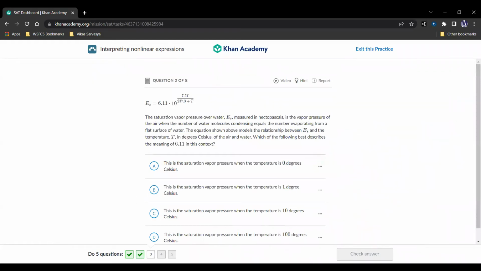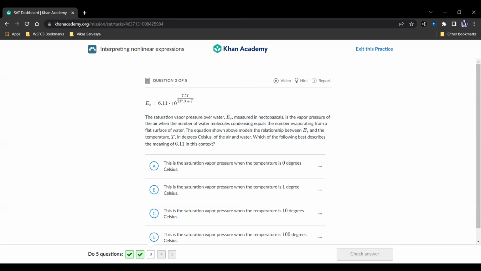And well, it looks complicated. E sub S equals 6.11 times 10 to the 7.5 T over 237.3 plus T. We're told that the saturation vapor pressure over water, E sub S, measured in hectopascals, is the vapor pressure of air when the number of water molecules condensing equals the number evaporating from a flat surface of water. The equation shown above models the relationship between E sub S and the temperature T in degrees Celsius of the air and water. Which of the following best describes the meaning of 6.11 in this context?